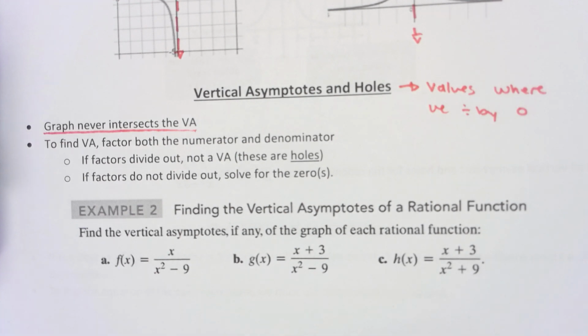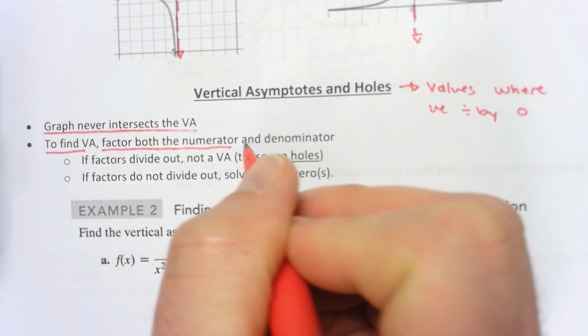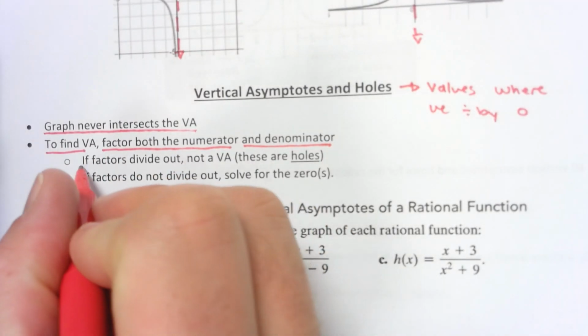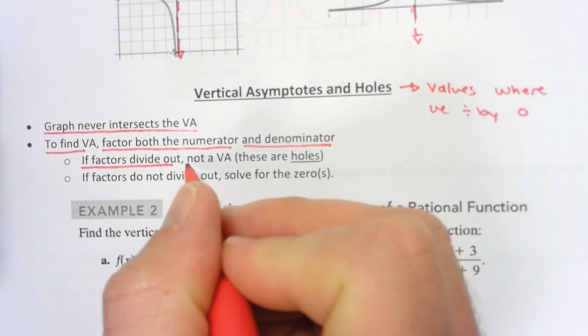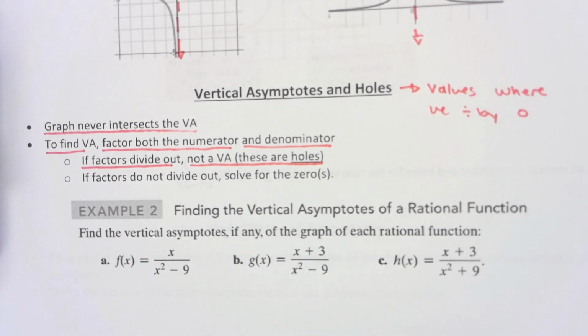And to find the vertical asymptotes, we need to factor both the numerator and the denominator, just like what we did when we were simplifying rational expressions. Now, that was a long time ago. Okay, we were simplifying rational expressions back in early September. And one of the first things we would always do is factor both the numerator and denominator. And we'd look to see if any of those factors divide out, meaning there's the same factor up top and on bottom. When the factors divide out, that actually is what's going to create a hole. Okay, and those values are not vertical asymptotes. Those are actually holes in the graph.